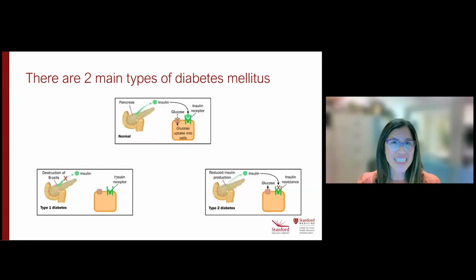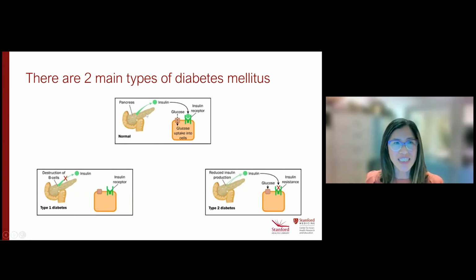There are different types of diabetes. The two main types include type 1 and type 2. And type 2 is the most common, with over 90% of individuals having type 2 diabetes when they have diabetes.